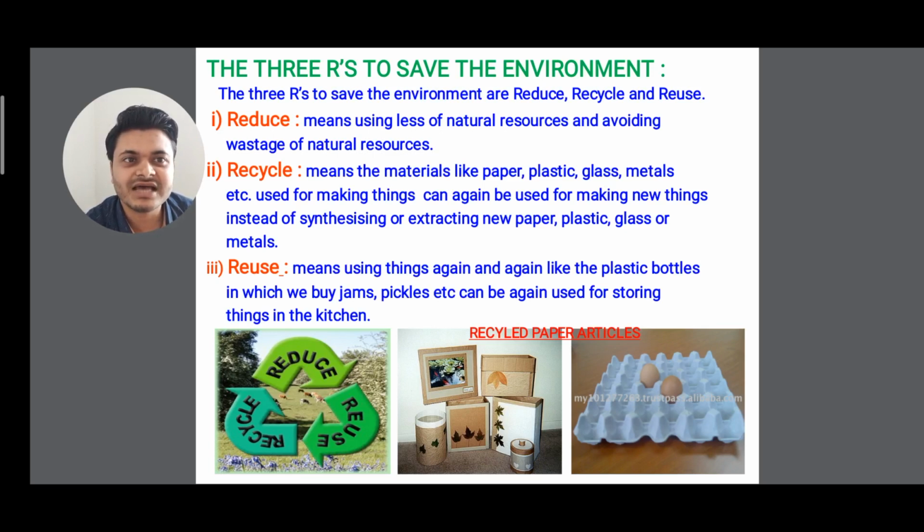Reuse means using things again and again, like the plastic bottles in which we buy jams, pickles, etc., can again be used for storing things in the kitchen. Whenever we buy candies or chocolates, we get plastic bottles. These should not be thrown. They can be used for household purposes in the kitchen, isn't it? So these are reuse. And recycling means like whenever we buy a drinking water bottle, we throw it in stations and all, so these water bottles are recycled, right? So one is reduce, one is recycle, another is reuse. These are the 3 R's to save the environment.